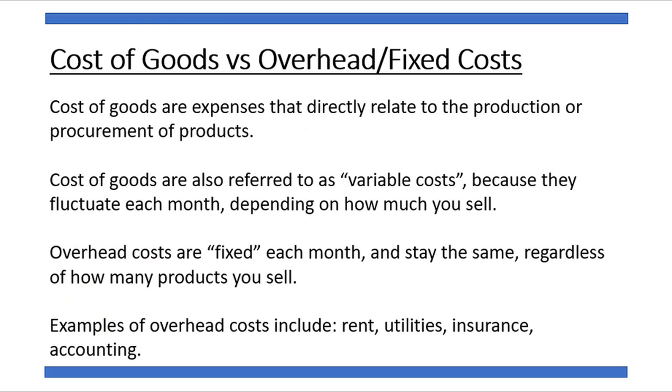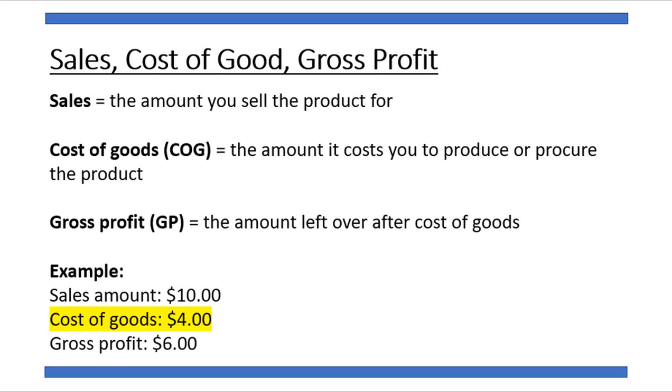People often mix up this cost with overhead costs, and so I want to take a second to distinguish the difference between the two. Cost of goods are expenses that directly relate to you producing or buying those products. They're often referred to as variable costs because they're going to fluctuate each month depending on how much you produce and sell. Whereas overhead costs are relatively fixed, they'll stay the same regardless of how much you sell. For example, you have certain costs involved with just opening the business next month, regardless of whether you sell $5 worth of stuff or $5,000 worth of stuff. Examples of overhead would be rent, utilities, vehicles, accounting fees, that type of thing.